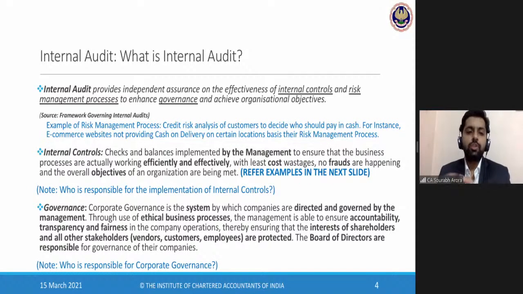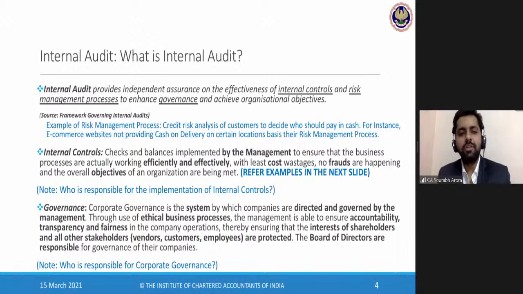The framework governing internal audits, which is issued by the ICAI, defines internal audit as providing independent assurance on the effectiveness of internal controls and risk management processes to enhance governance and achieve organizational objectives. I know there are many key terms in this definition, so we'll repeat it and then try to understand what all these key terms mean.